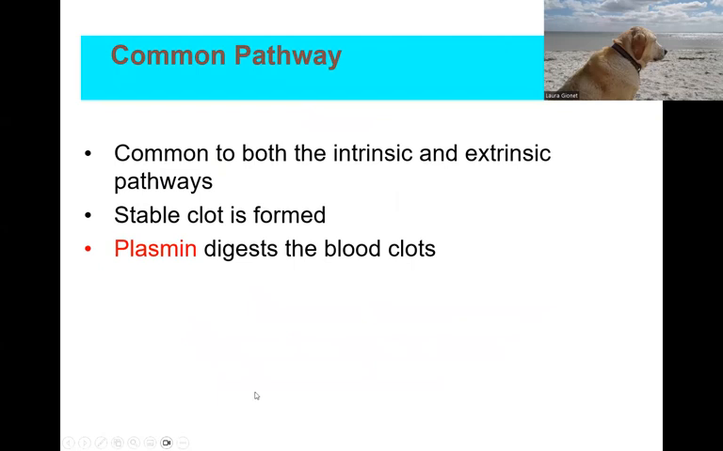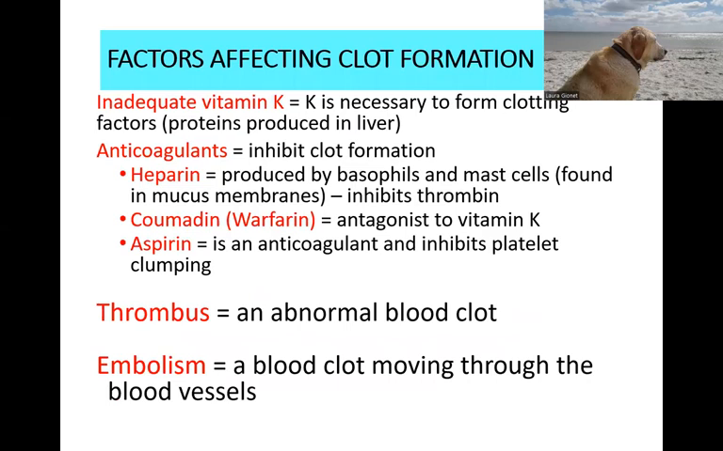Right, the common pathway is going to be used toward the end by both the intrinsic and extrinsic pathways. A stable clot is formed at the end, and plasmin digests that clot when it's no longer necessary. Okay, factors affecting clot formation. Well, inadequate vitamin K. K is necessary to form clotting factors, which are proteins produced in the liver.